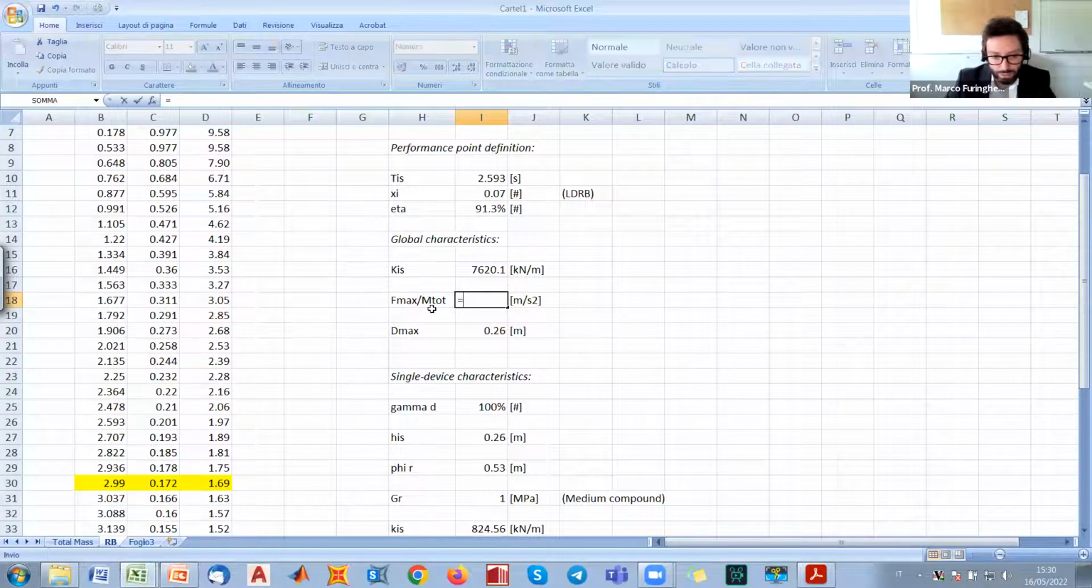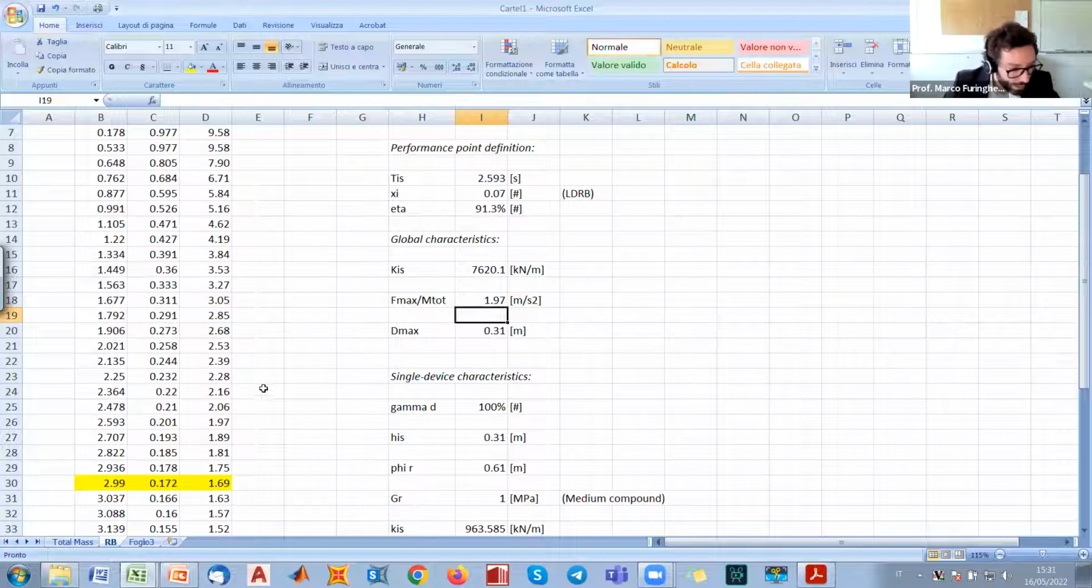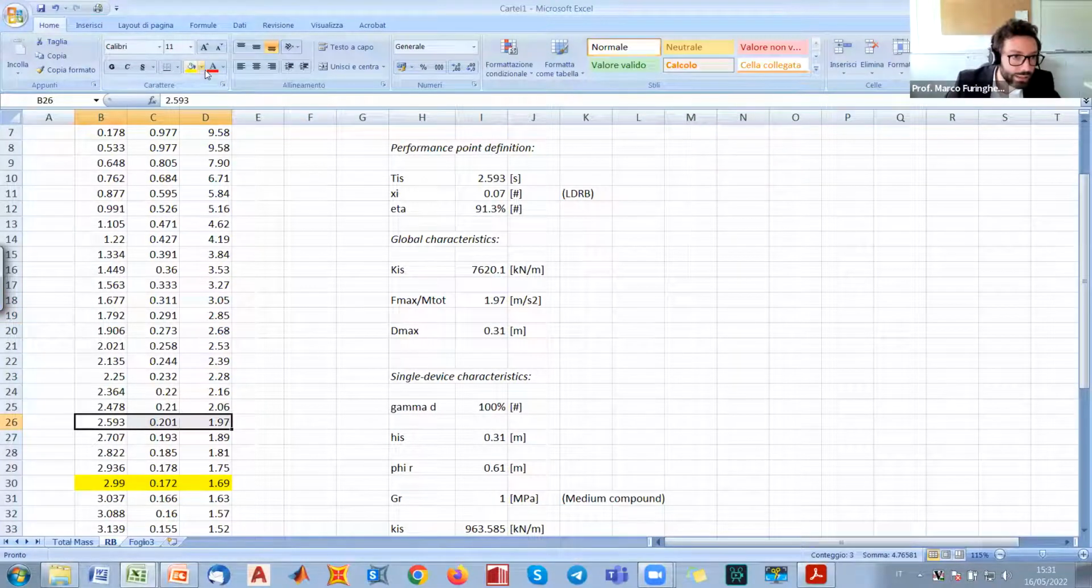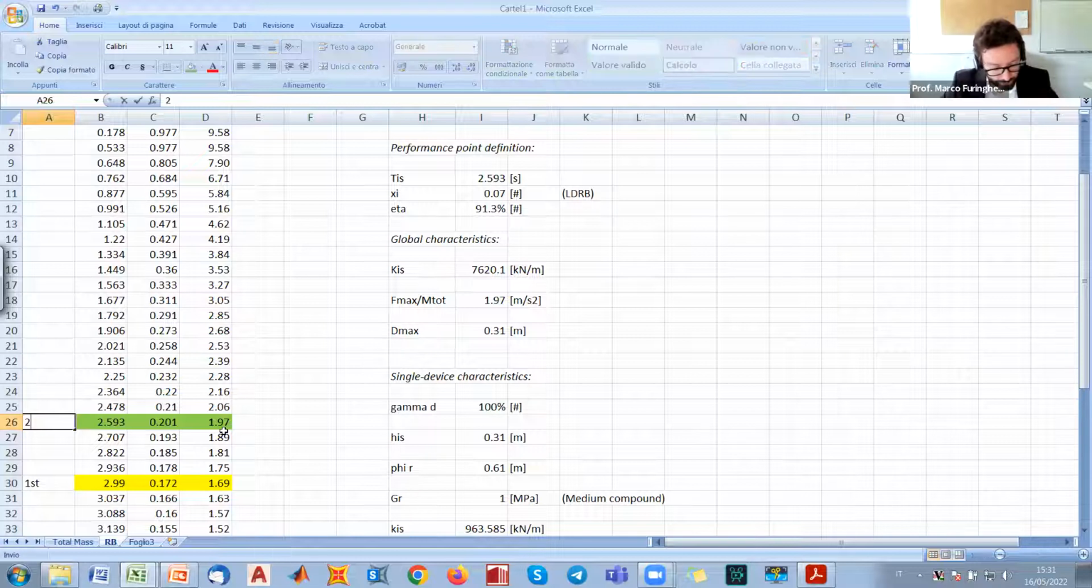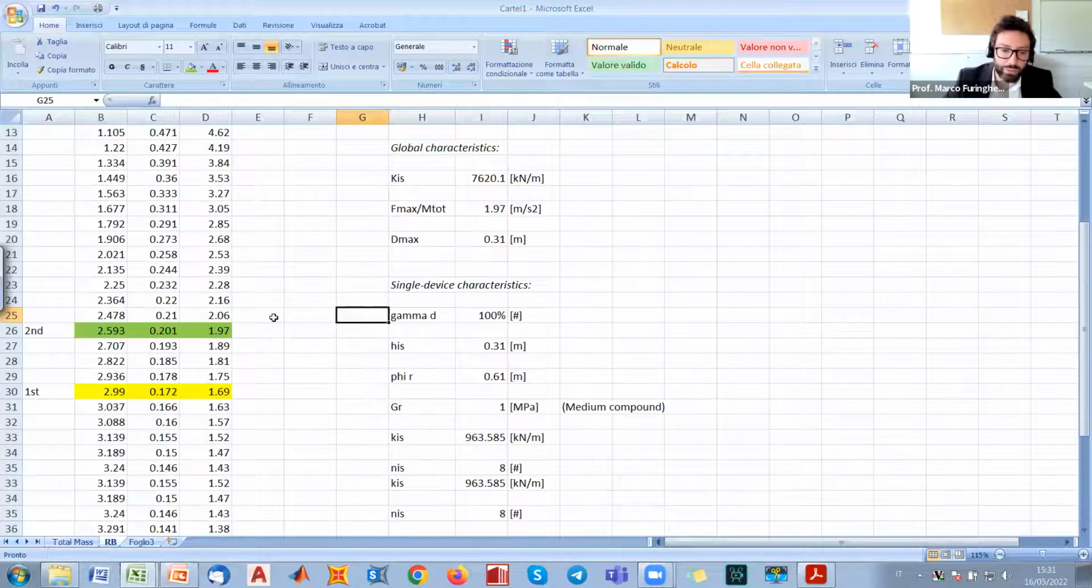We also have to change this cell, which is the spectral coordinates with respect to the acceleration spectrum. Okay, and let's highlight this as the second. I highlighted it in green. So this is the first choice, this is the second. Let's see what happens to the results.